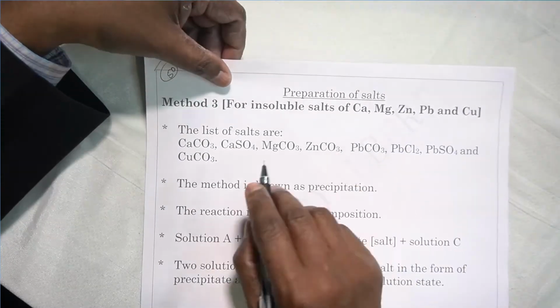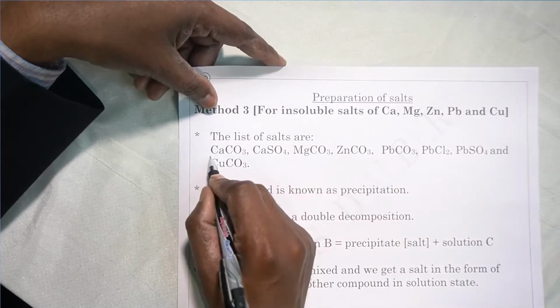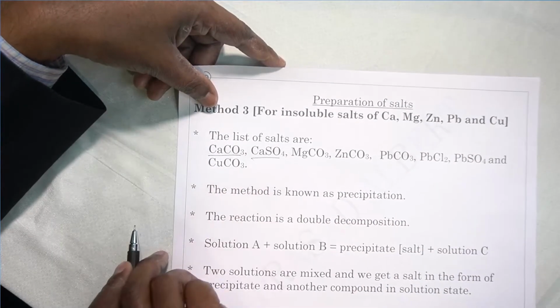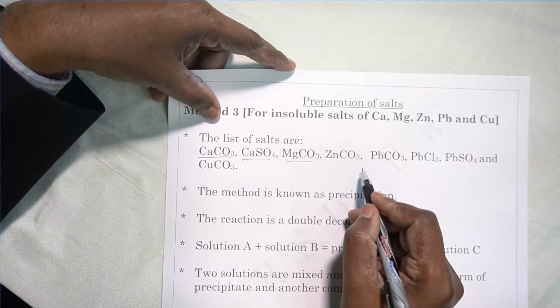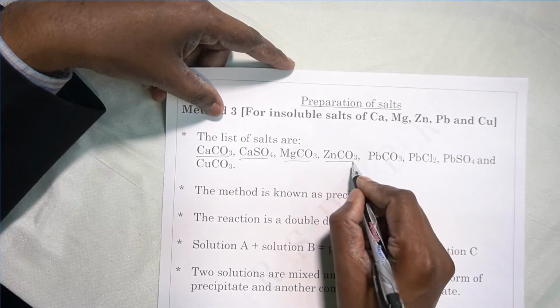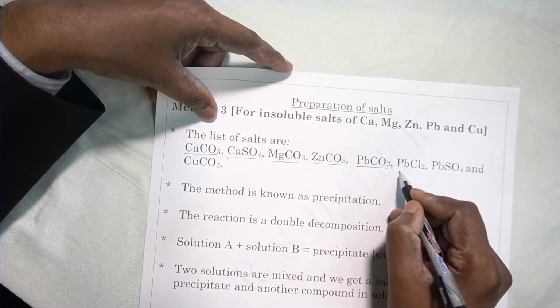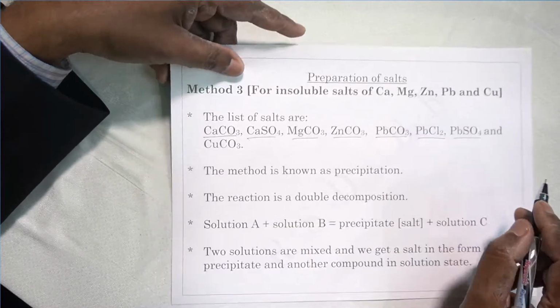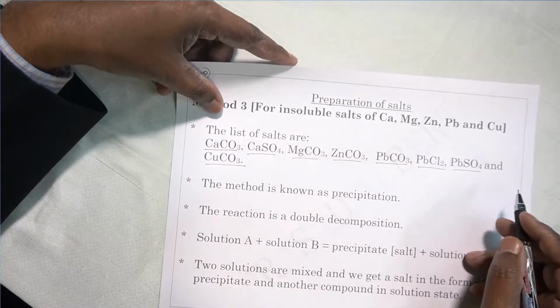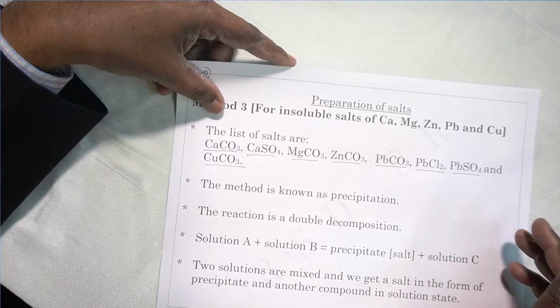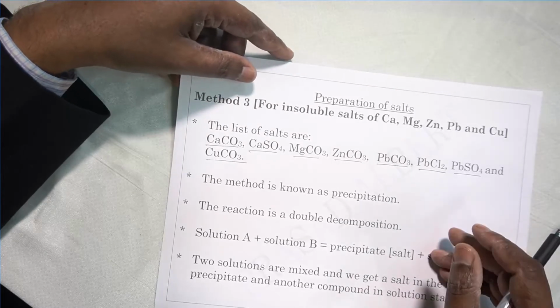Now here we have the list of insoluble salts. For calcium, we have the carbonate and sulfate, both are insoluble. For magnesium, the carbonate, and for zinc the carbonate is insoluble. For lead, the carbonate, chloride and sulfate are insoluble, and for copper the carbonate is insoluble. So we have 8 insoluble salts ready in front of us.